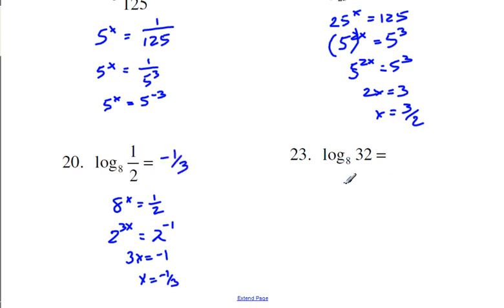One more. 8 to the x equals 32. 8 again is 2 to the third. 32 is 2 to the fifth. That means 3x equals 5, and x equals 5/3.